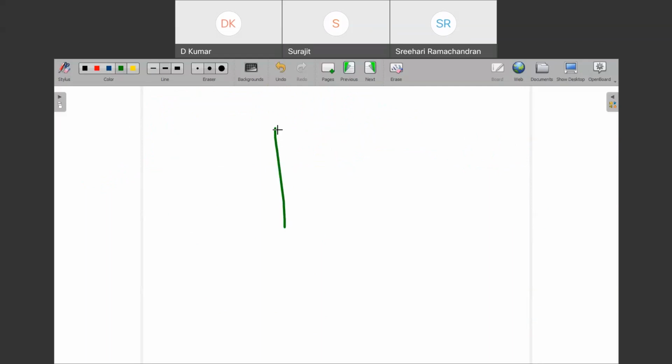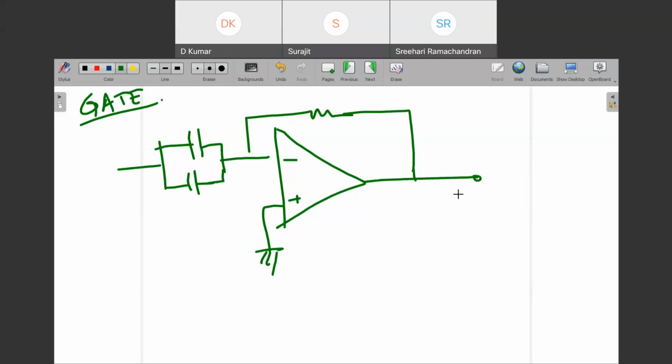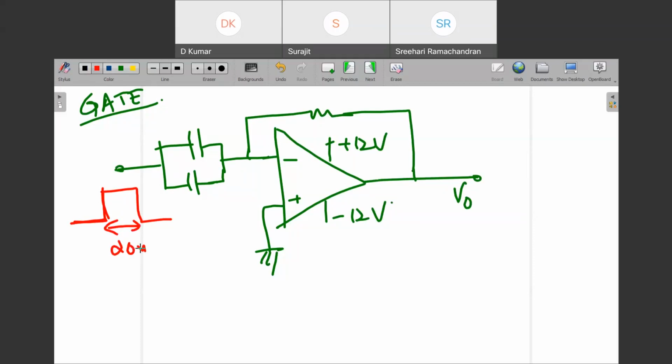Now, suppose this is a question asked in the GATE examination. I think last year only they have asked this question. So two capacitors, if you remember this, right? And there is a resistance. This is V naught. There is a plus 12 volt and a minus 12 volt, and they have connected one step here. This is 20 millisecond and this is 5 volt.